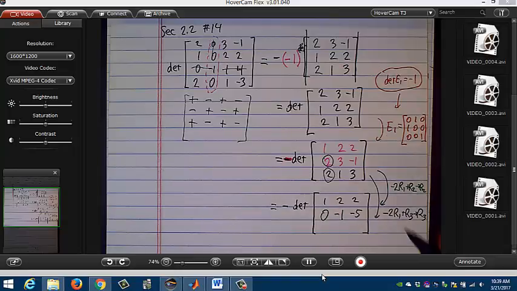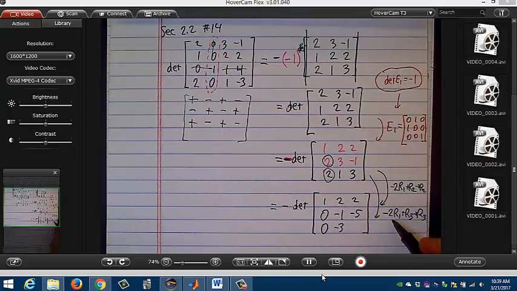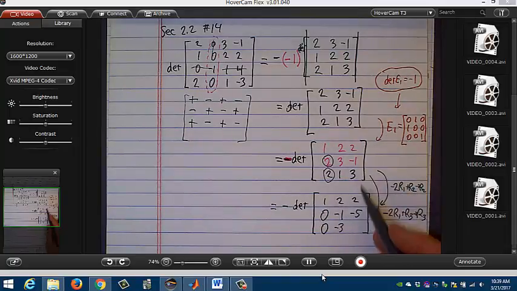So let's see, I make this into a 0. What else do I have? I guess -4 plus 1 is -3, if I did that right. And then -4 plus 3 is -1. Does that make sense?